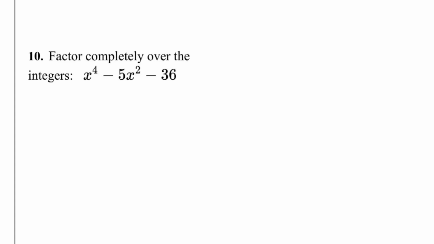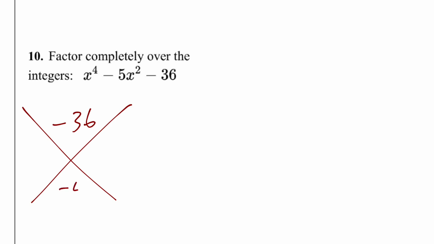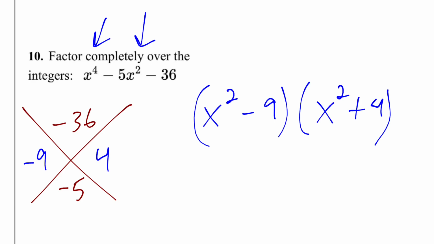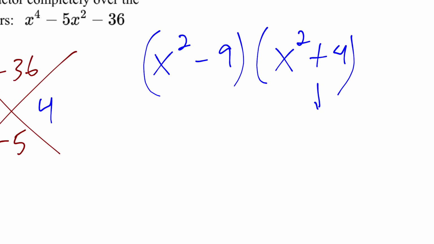The last one, when I have an x to the 4th, let's draw an x and put negative 36 on top and negative 5 on bottom. 9 and 4. The 9 will be negative, but instead of writing x minus 9 and x plus 4, I'm going to write x squared. Because notice, these both had extra x's. So these are the two factors of this larger polynomial. And this one just carries down exactly as it was.